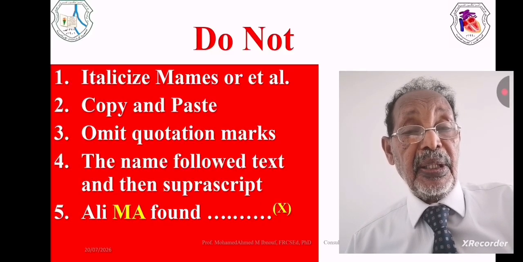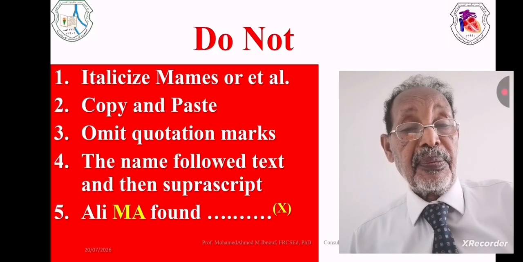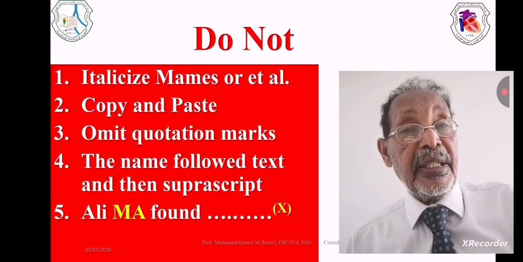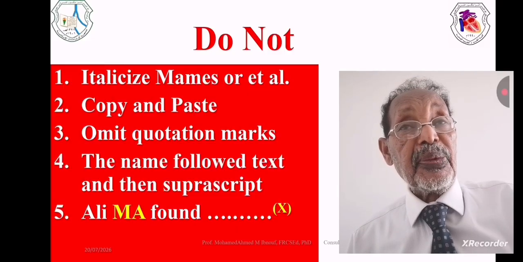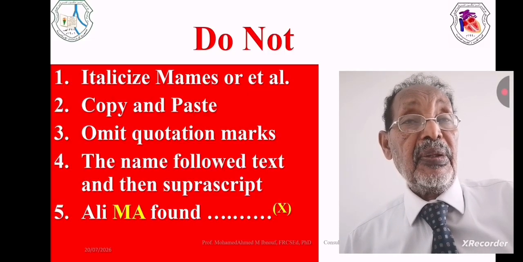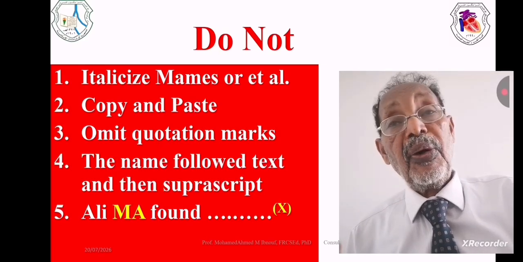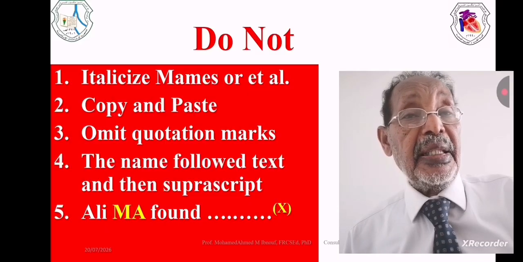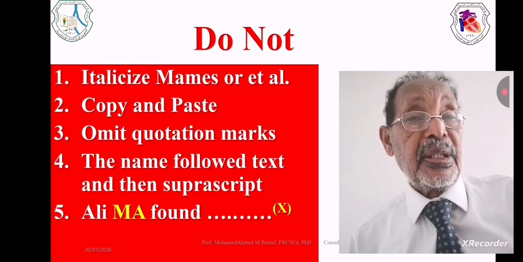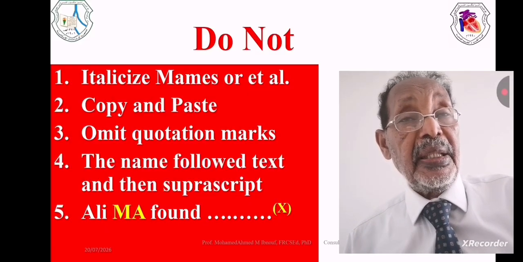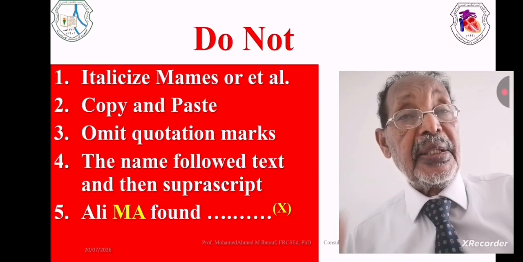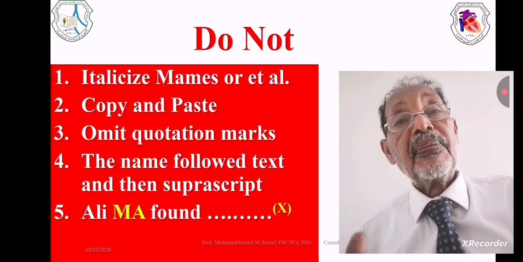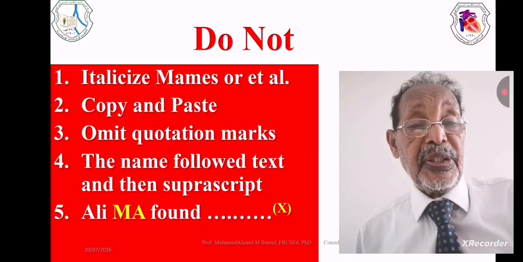It can be in the beginning of the text, or it can follow the text and then the superscript. If we write the name, it should be the family name, the surname. We should not add the initials of the first name. Do not write Ali M.A. Write just Ali and superscript, or Ali Ital superscript. Do not write the initials of the first names.